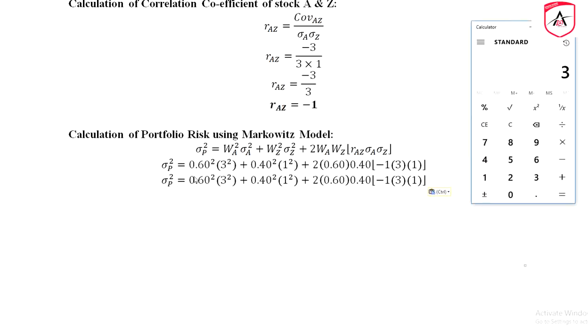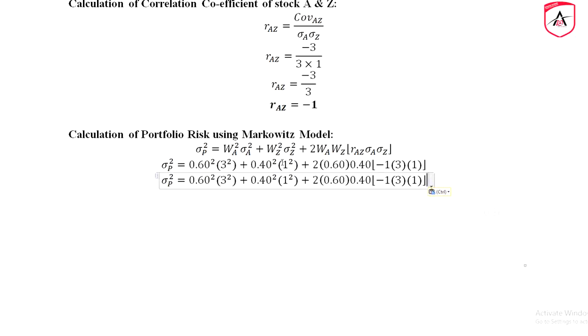Okay, first one, 0.60 squared, 0.60 into 0.60, it is going to be 0.36. Similarly 3 squared is going to be 9, and similarly 0.4 squared is going to be 0.16, and 1 squared is 1.